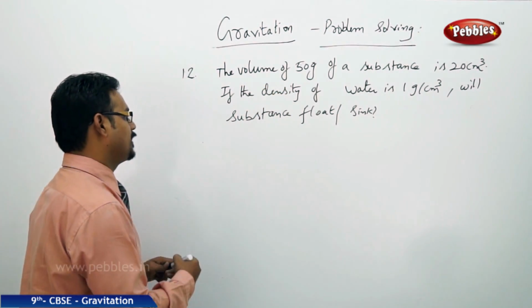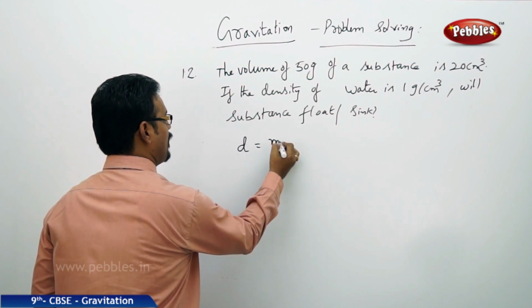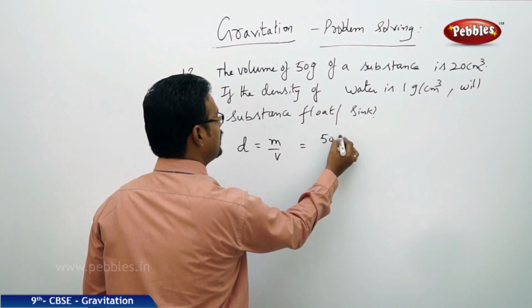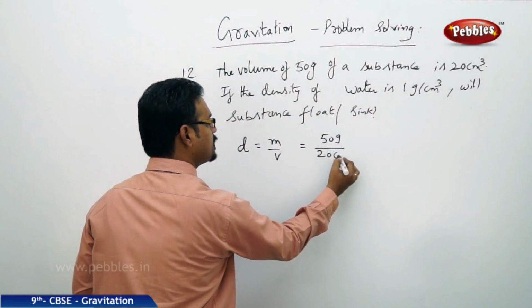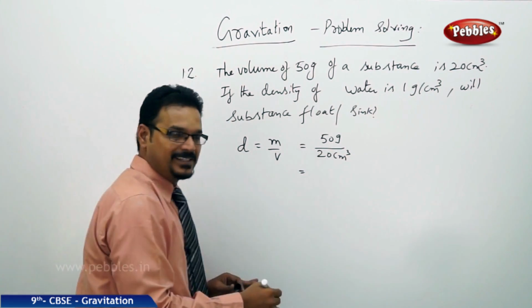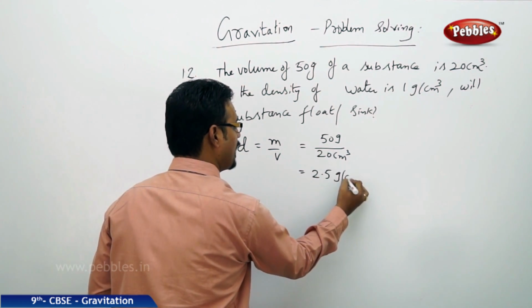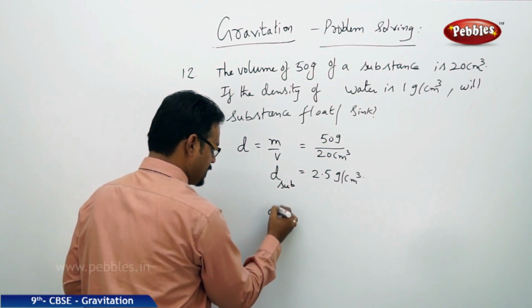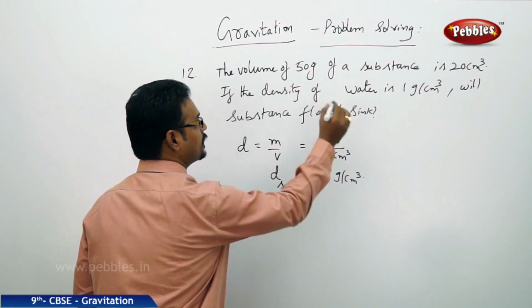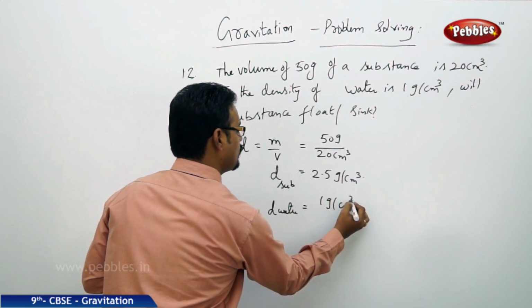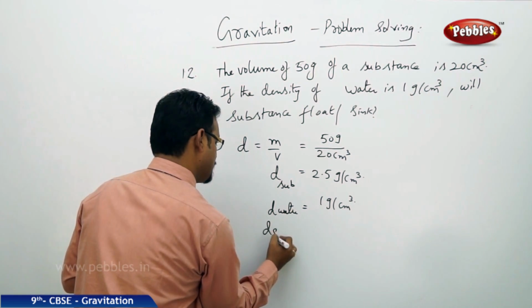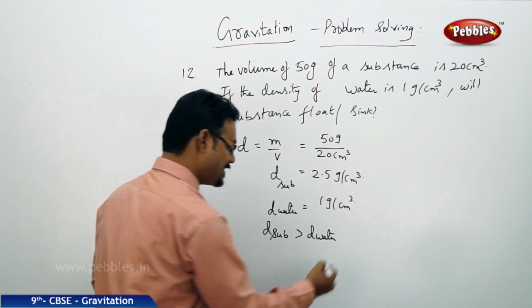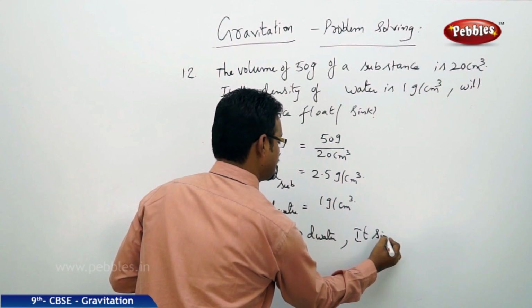Okay, let us do this numerical. We know the density formula, mass by volume. The mass of the substance given is 50 grams, by volume 20 centimeter cube. So if you simplify this, you will get 2.5 gram per centimeter cube. This is the density of the substance. But the density of water, as mentioned in the question, is 1 gram per centimeter cube. So it is very clear that the density of the substance is more than the density of water. Hence, it sinks.